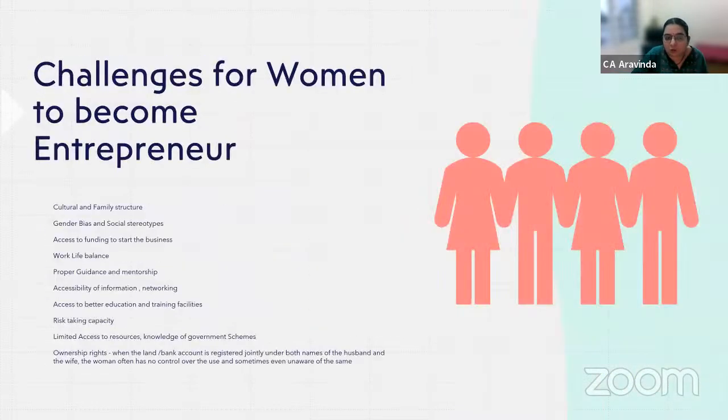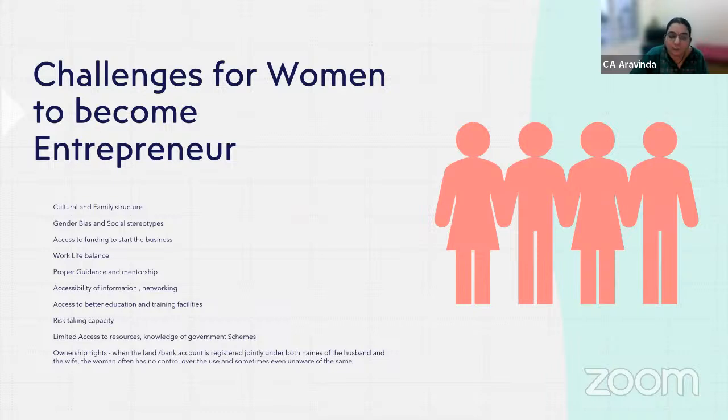So how do we overcome the challenges regarding the cultural and family structure? We have to discuss with the family and make them comfortable, explaining how we can achieve and venture into new areas. Access to funding for starting a business can happen with bankers under government schemes. There is no requirement for you to invest your personal funds. There are so many government schemes which can help women get funding, through which they can venture into businesses.